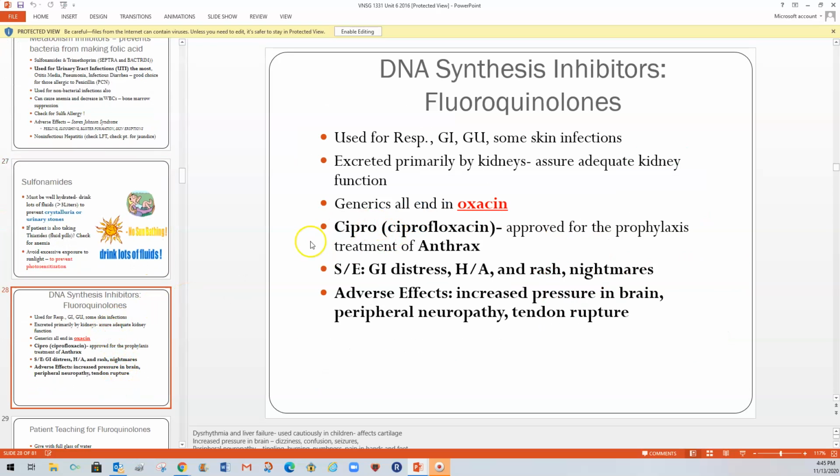Another category is DNA synthesis inhibitors, and quinolones are the meds used for respiratory, GI, GU, and some skin infections. Excreted primarily by the kidneys, they end in -oxacin, so Cipro, ciprofloxacin. You hear Cipro a lot, and it's also used for anthrax. GI effects, headache, rash, nightmares, increased pressure in the brain, neuropathy, tendon rupture: a lot of side effects to those meds.